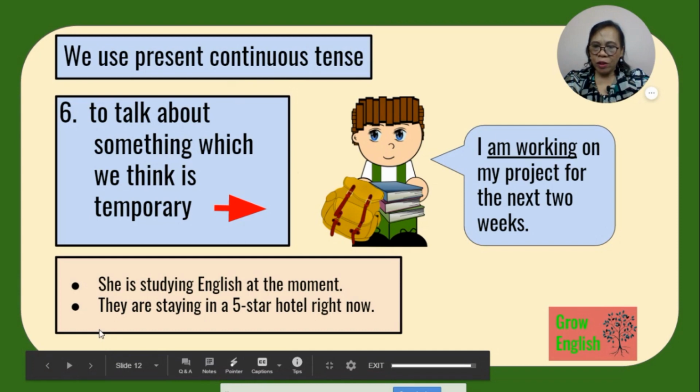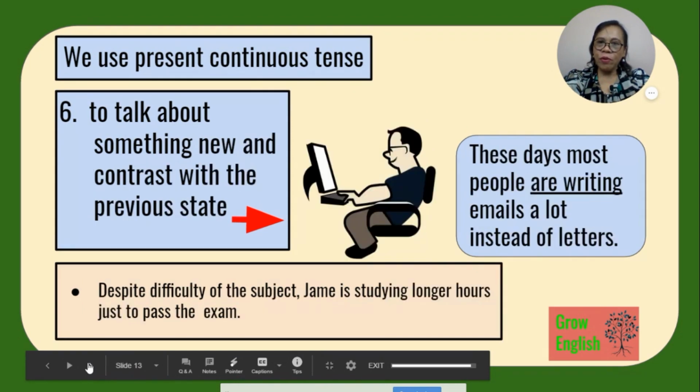We have two more examples below. She's studying English at the moment, another time element, at the moment, and the verb phrase is studying. And we have the next sentence, they are staying in a five-star hotel right now. Okay, another time element, which is right now, and the verb phrase are staying, are is agreeing with the subject they, which is in the plural form. All right. I hope these sentences are clear to you. Let's go to the next rule.